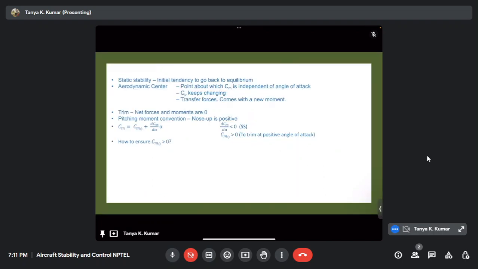Okay, so what was static stability? This is the first thing that we started this course with. We defined what is stability, what is static stability, and then we moved on to dynamic stability in the second half of the course. Can someone tell me what was static stability? It is written right there: an initial tendency to go back to equilibrium. So for an aircraft, what was it? Static stability is the initial tendency to go back to equilibrium.